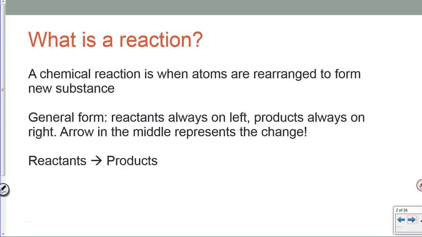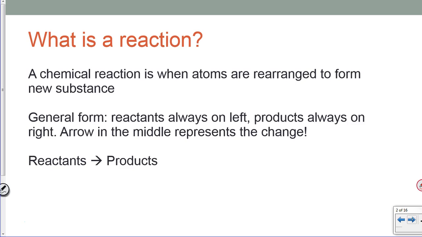Alright, guys, what's a chemical reaction? A chemical reaction is when atoms are rearranged to form a new substance. Okay? Rearrangement's kind of important. What it means, essentially, if you have played with Lego, you understand chemical reactions. Take things apart, put them together in a new way, ta-da, reaction.